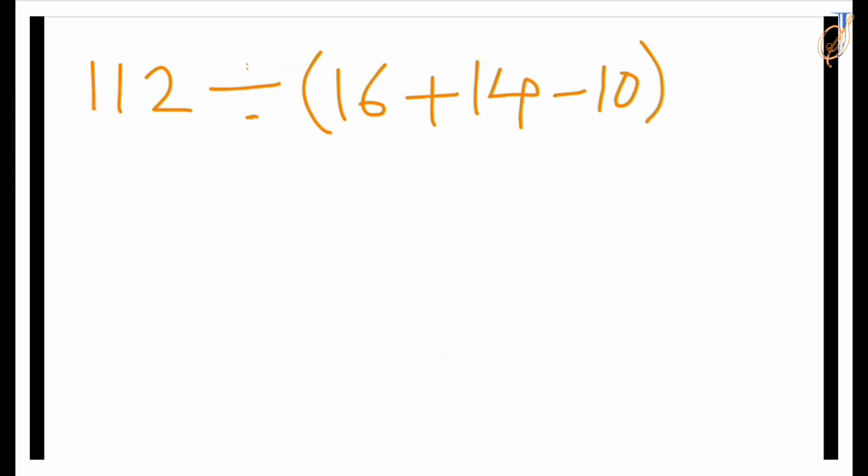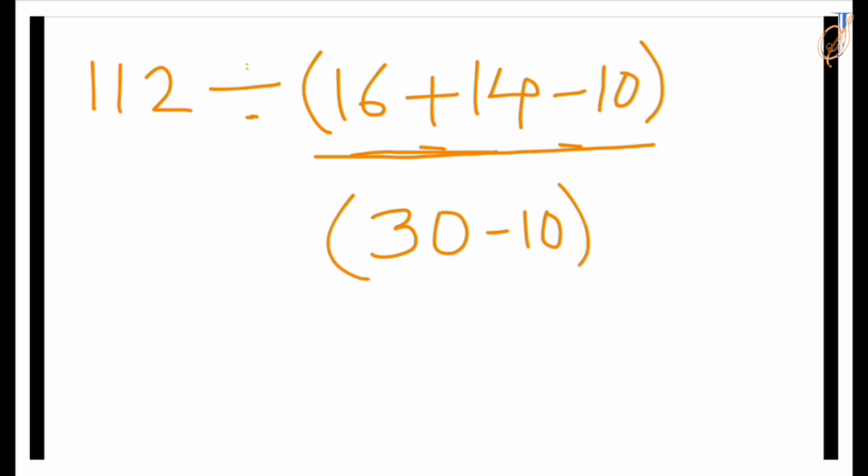Here you have a small bracket. The numbers you have to solve first. So here this is the closed bracket, and here what are the operations? Plus, minus. Which comes first? Addition comes first. So we have to do addition here. So 16 plus 14 is 30 minus 10. So again 30 minus 10 is 20.